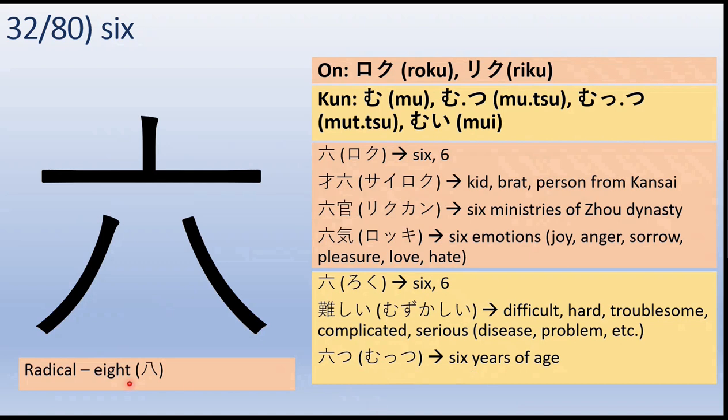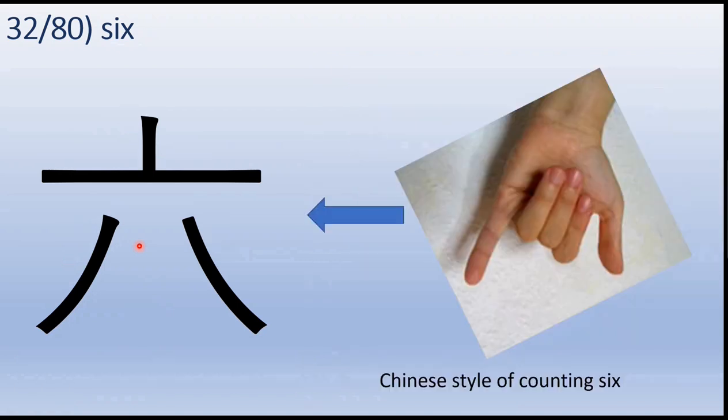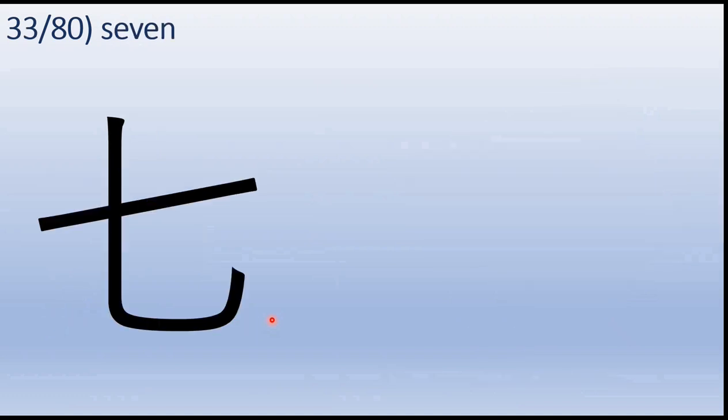The radical, as I said in the beginning, is derived from the radical 8, and this is the stroke order: the first stroke, second stroke, third stroke, and fourth stroke. And this is the Chinese style of counting 6, and if you compare it with this symbol, then you will know how this has been derived. This is the wrist, this line is this portion, and these two fingers represent this part. So this is how 6 or roku is derived.